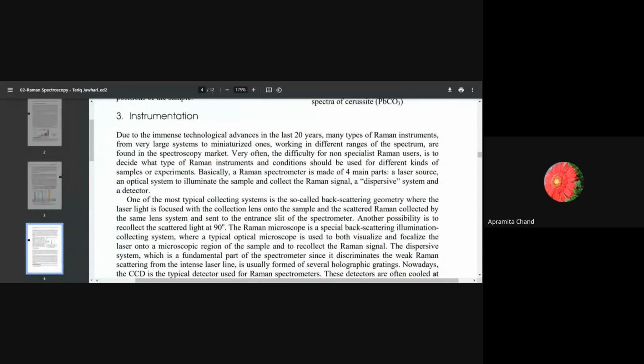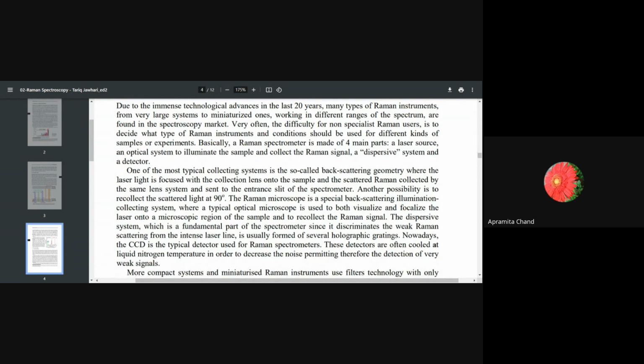The collecting system is very important here, because we are seeing the energies of the photons that are scattered back and what kind of spectra they give, so we need a backscattering geometry collecting system. The laser light is focused with the collection lens onto the sample, and then the scattered Raman lines are collected by the same lens system and sent to the entrance slit of the spectrometer.